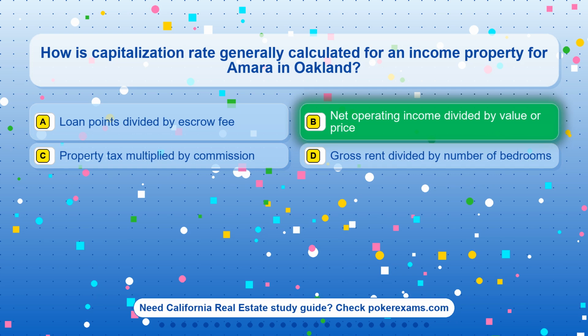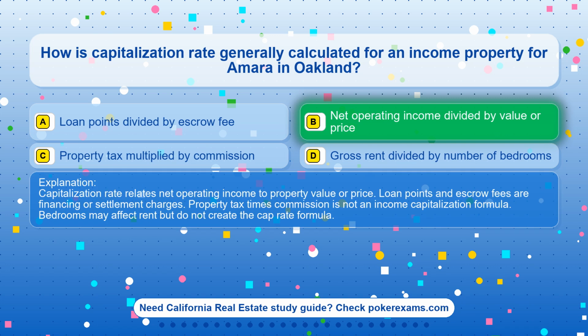The correct answer is option B, net operating income divided by value or price. Capitalization rate relates net operating income to property value or price. Loan points and escrow fees are financing or settlement charges. Property tax times commission is not an income capitalization formula. Bedrooms may affect rent but do not create the cap rate formula.